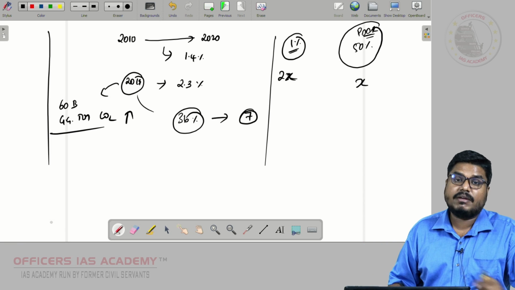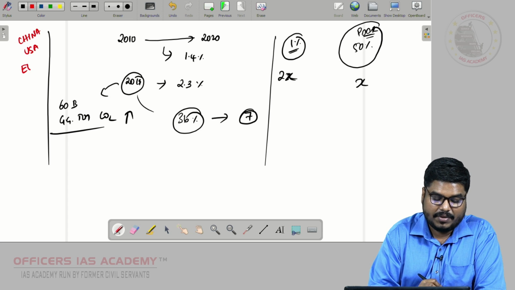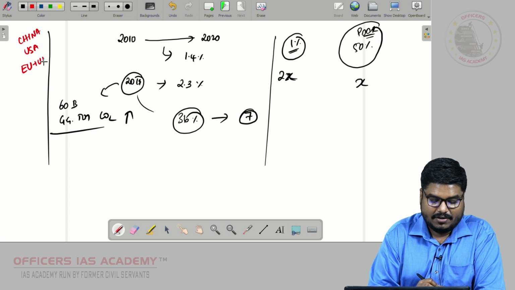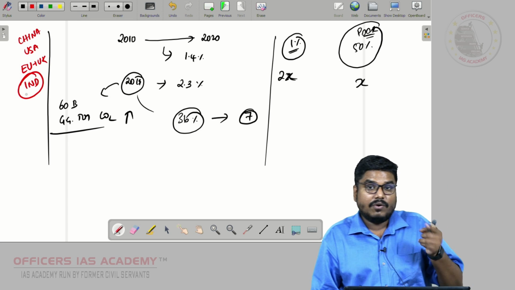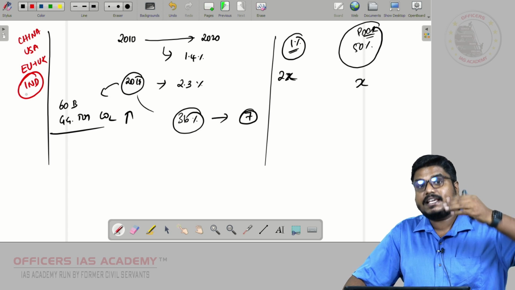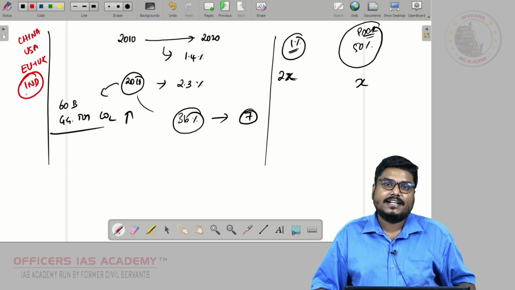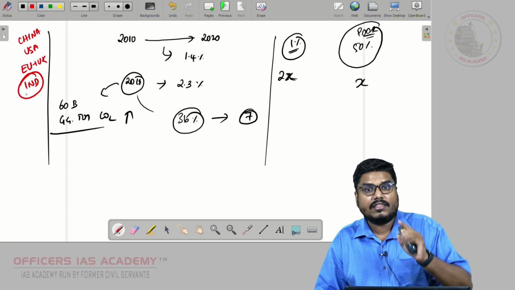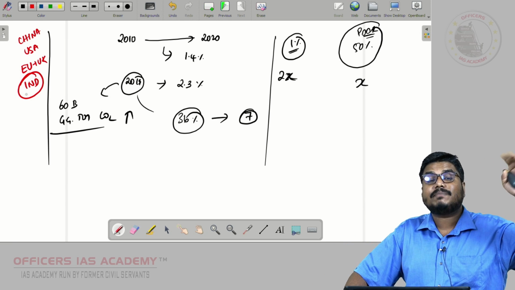The biggest emitter is China, then comes USA, then comes European Union including UK, then comes India. India is the 4th biggest emitter. Though India is the 4th biggest emitter, you should know in terms of per capita emission, we are just 1/3 of the global average, and we are 1/7 of America's per capita emission.